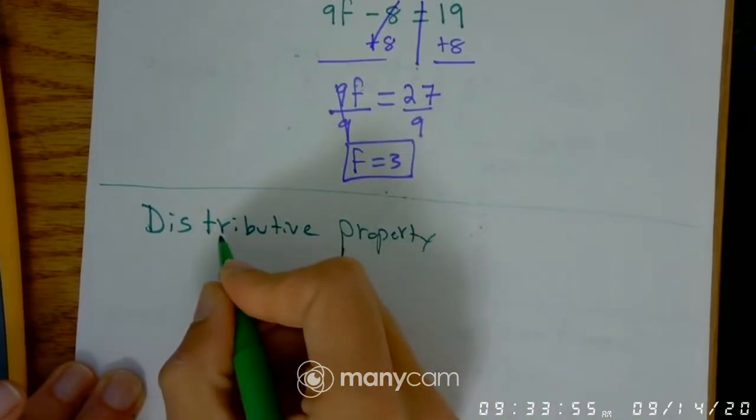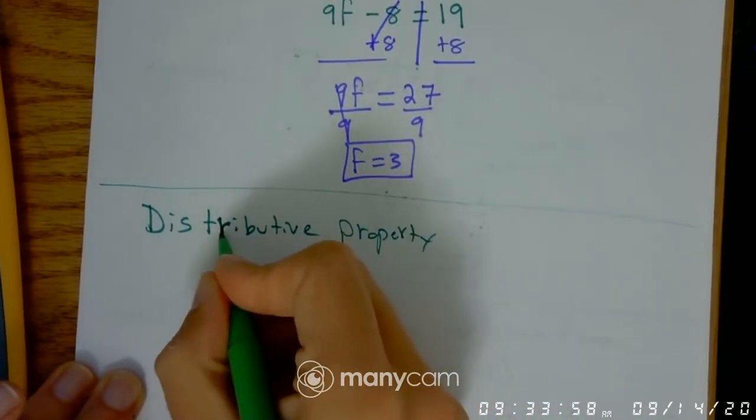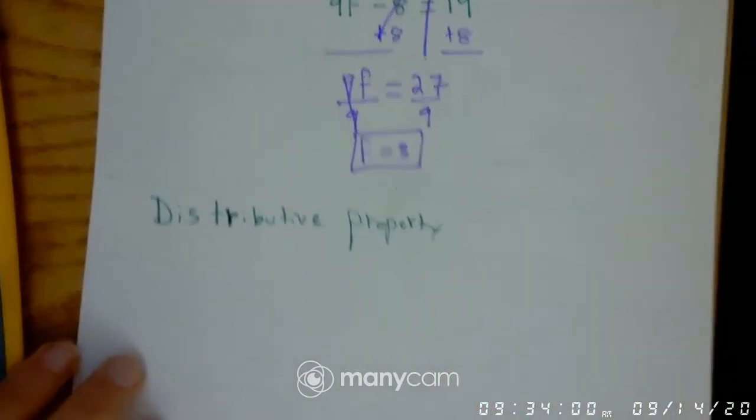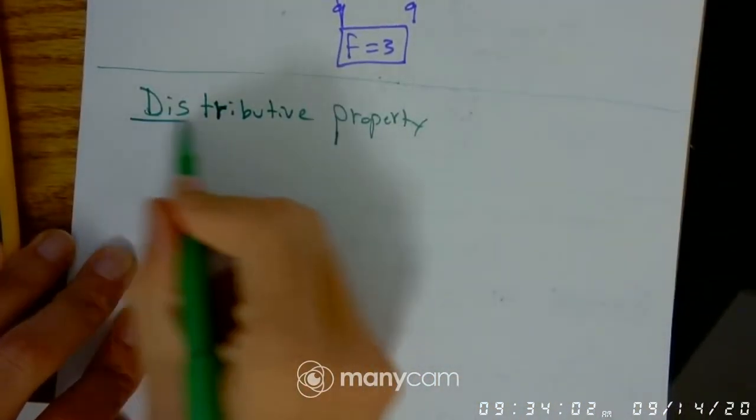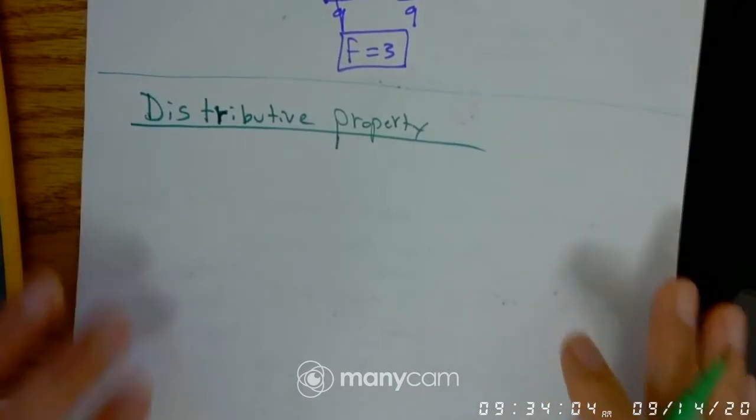And my R's look really bad. I'm so sorry. Okay, distributive property. I've been working on my R's. They're going to get better and better because I'm going to work super hard on it.